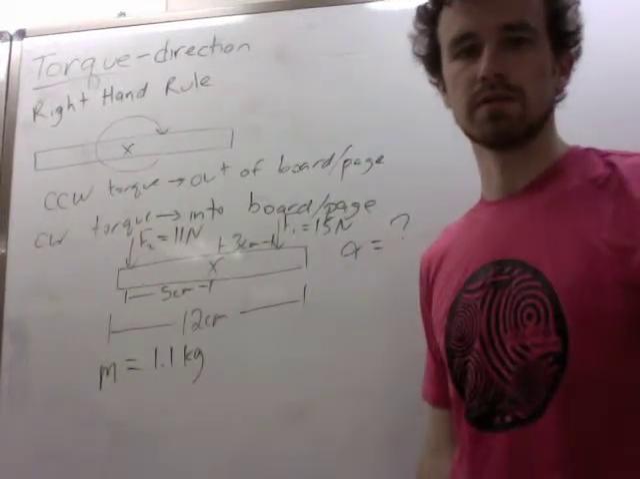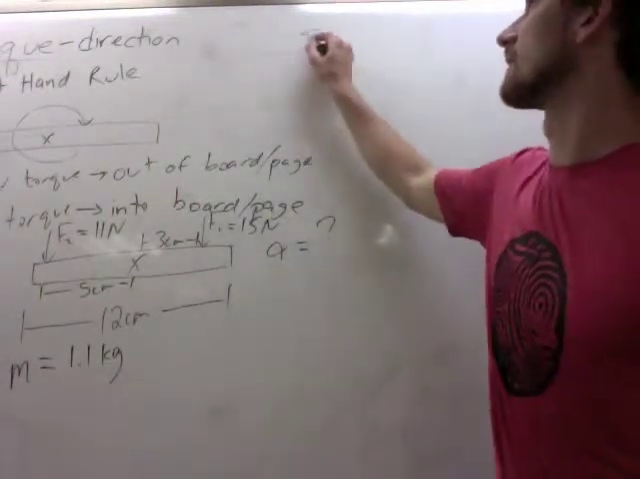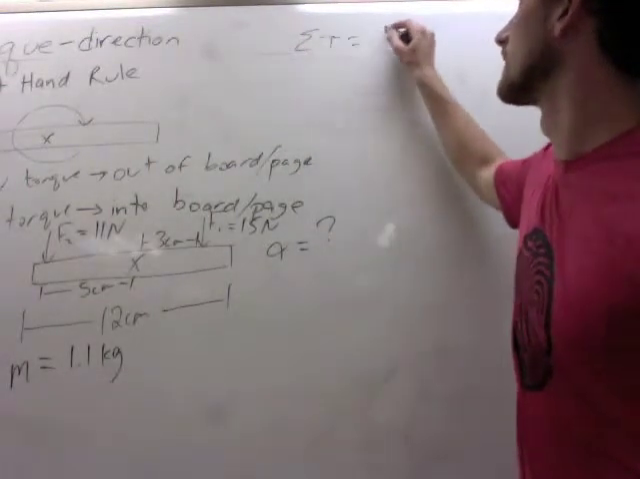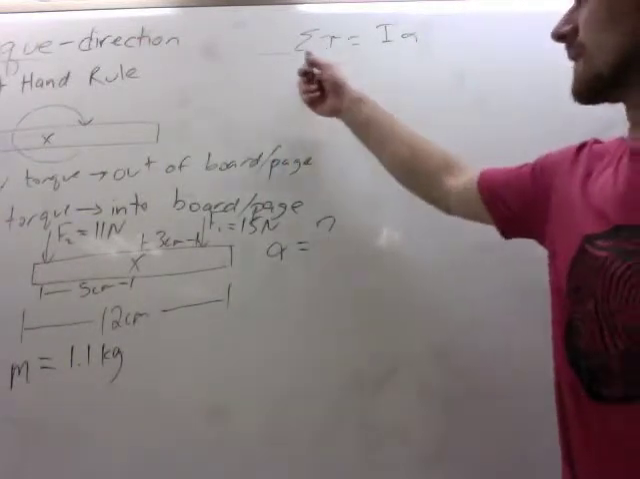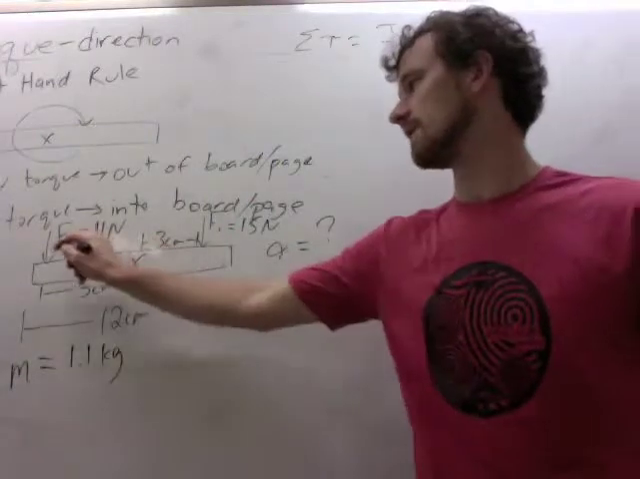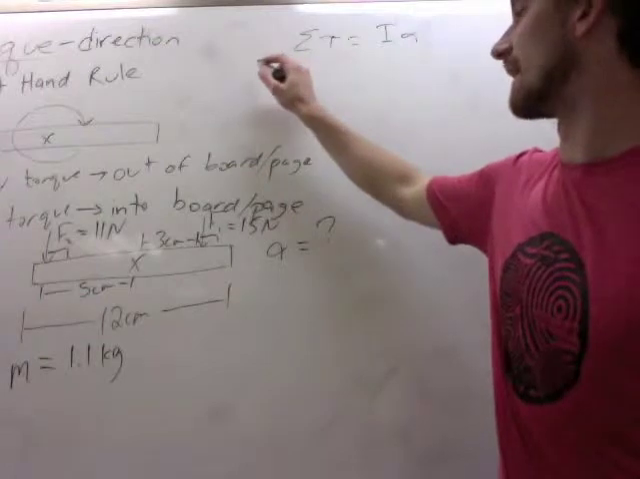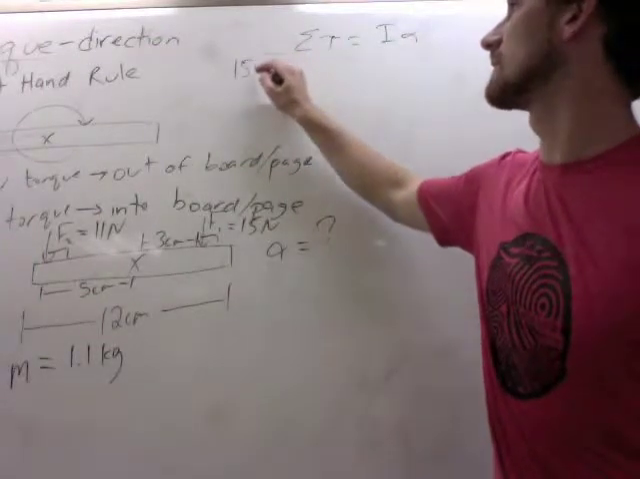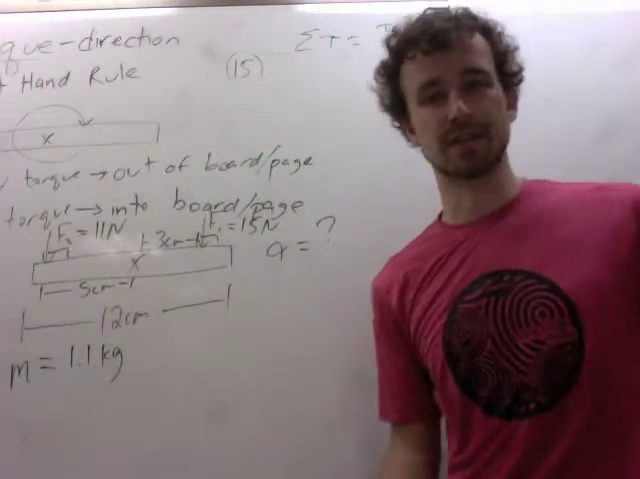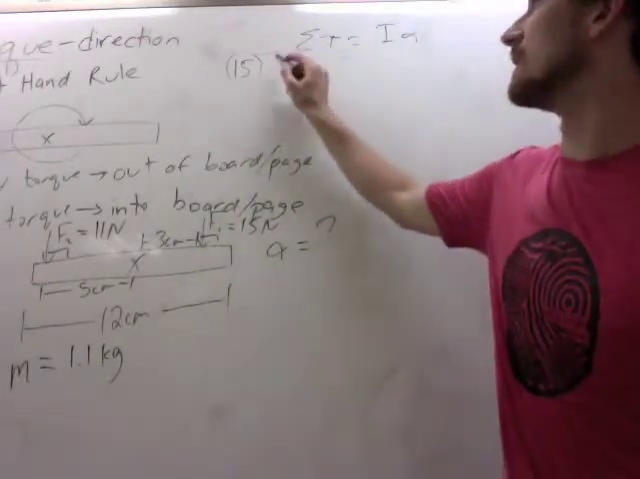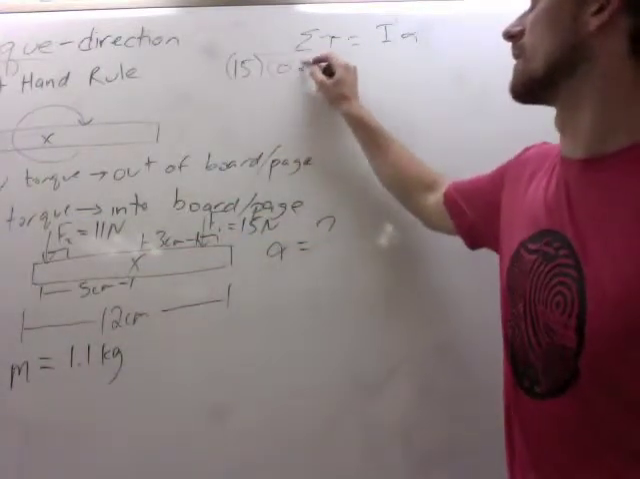All right, well, we just need to add up the torques. We know the sum of the torques equals I alpha. So we just add up our torques. Both of these forces are acting perpendicular to the rod. So we have F1, 15 newtons, times the sine of theta, but theta is 90, so the sine of theta is just 1, times the distance from our pivot point, which is 0.03 meters.